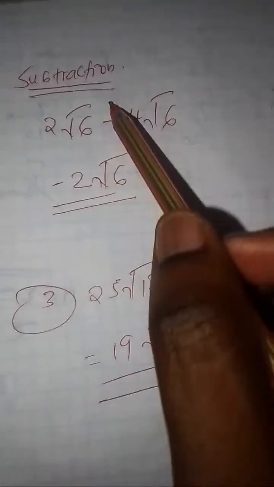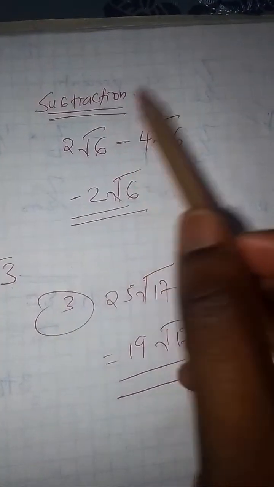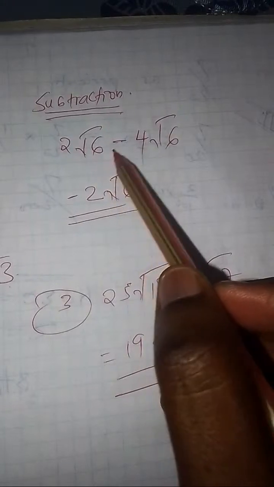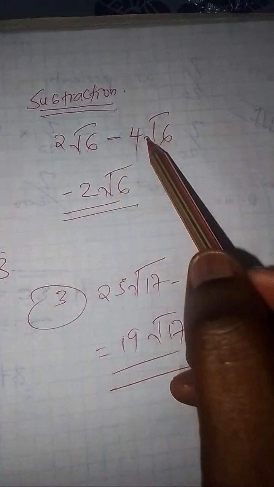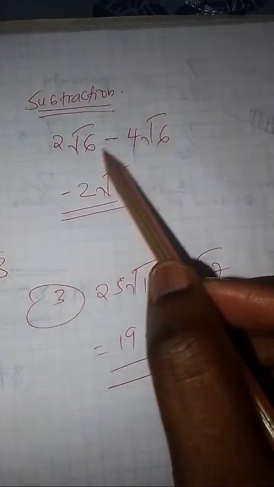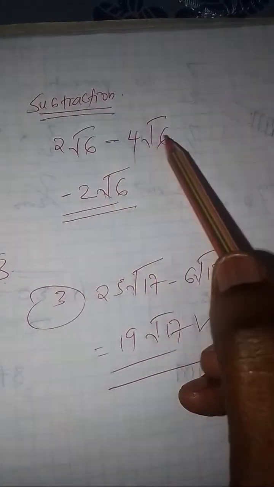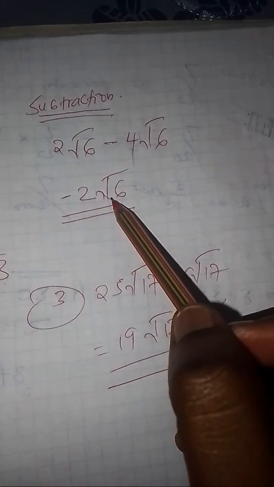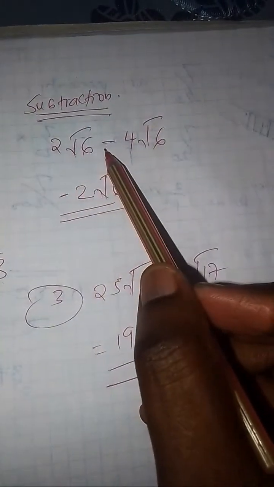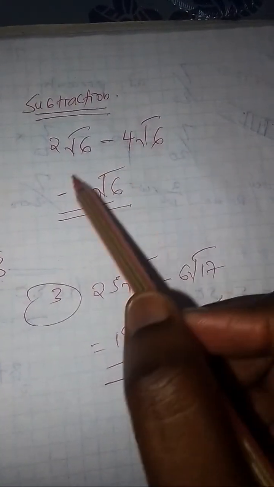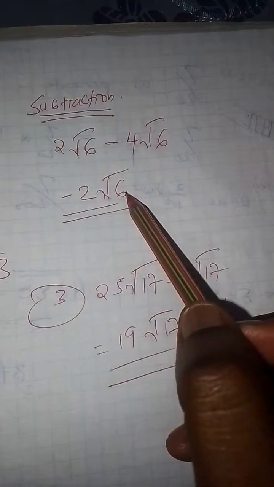Now, when we come also to this side, that is subtraction, we have 2 root 6 subtract from 4 root 6. Because the roots are the same, we shall have root 6. Now we shall just have 2 minus 4, and we shall have negative 2 root 6.